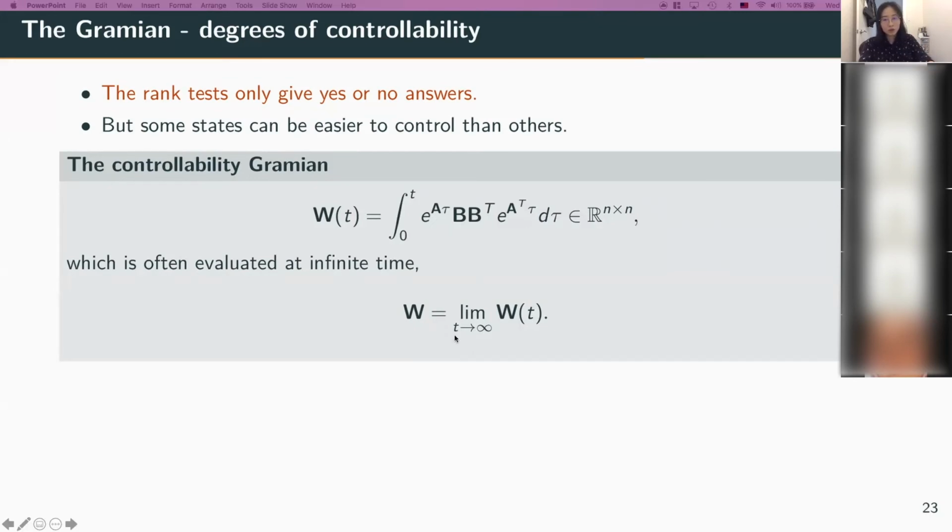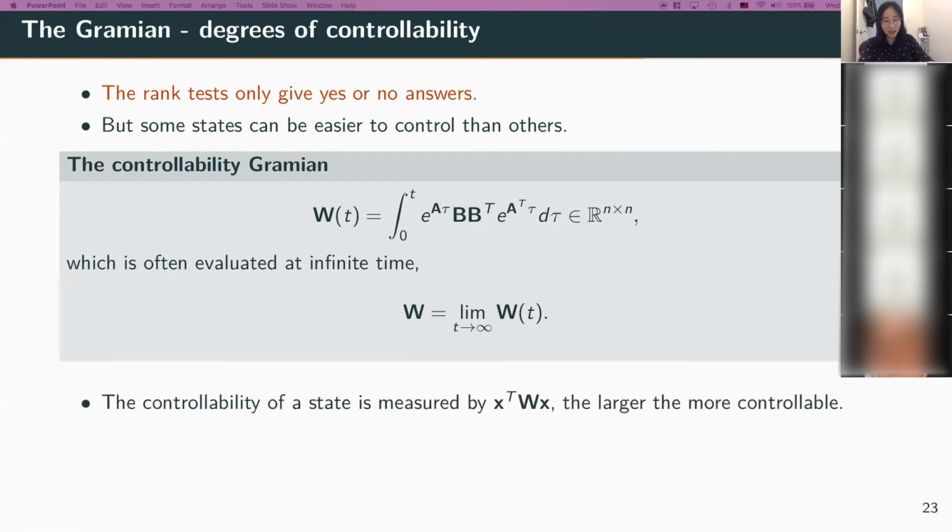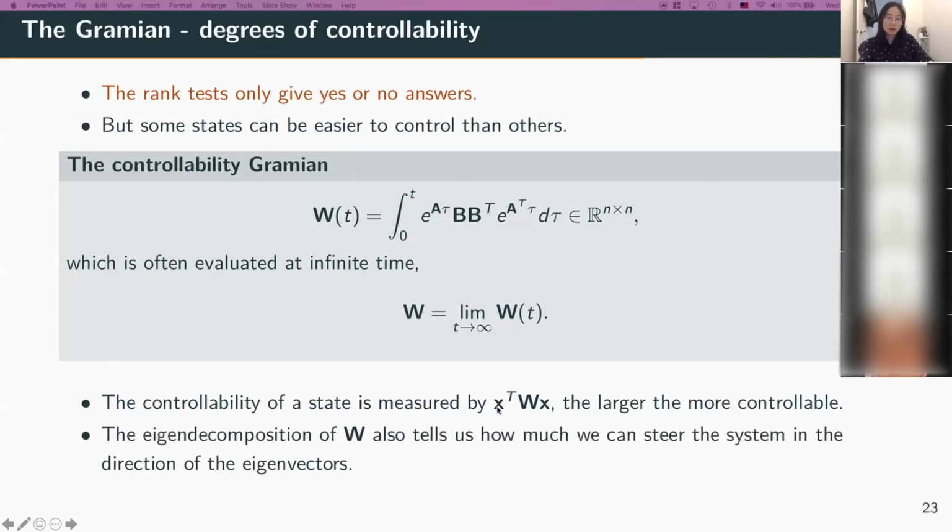So I'm not going to go into too much about how this matrix is derived, but the significance is that if you take any state vector x and then you do an x transpose W x, then the larger this quantity is, the more controllable the state is. And the eigendecomposition of W also tells us about how much we can steer the system in the direction of the eigenvectors of W with only one unit of control input. So this is the Gramian.